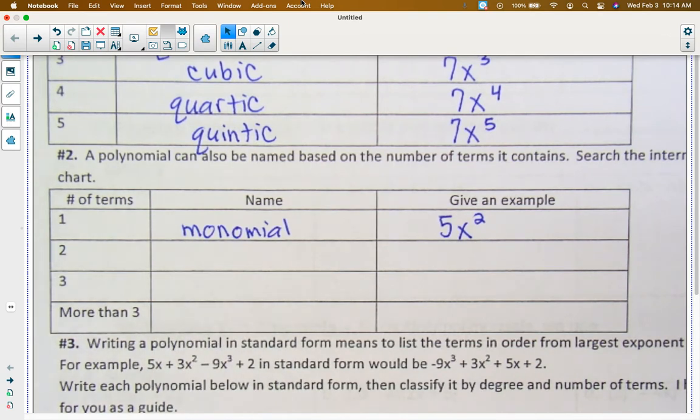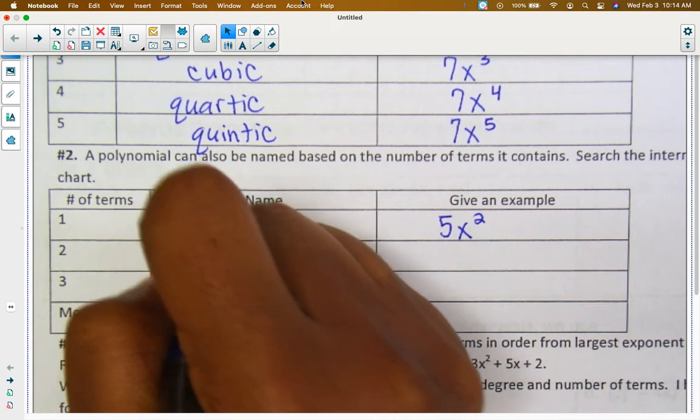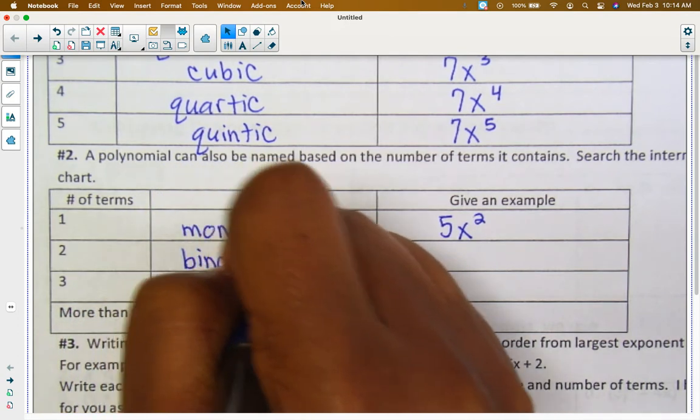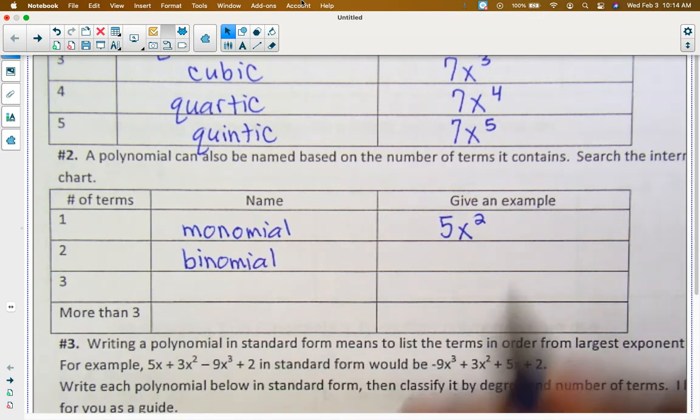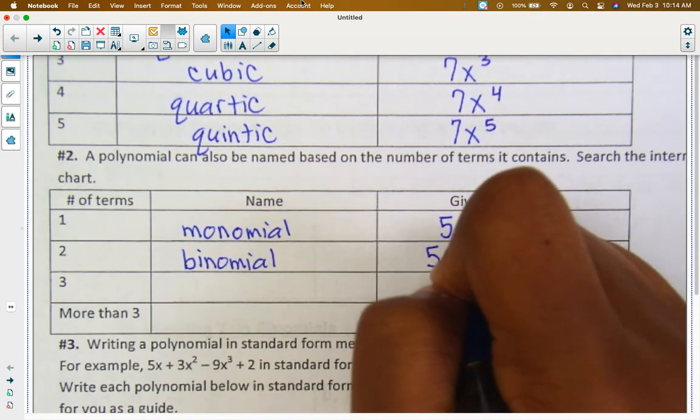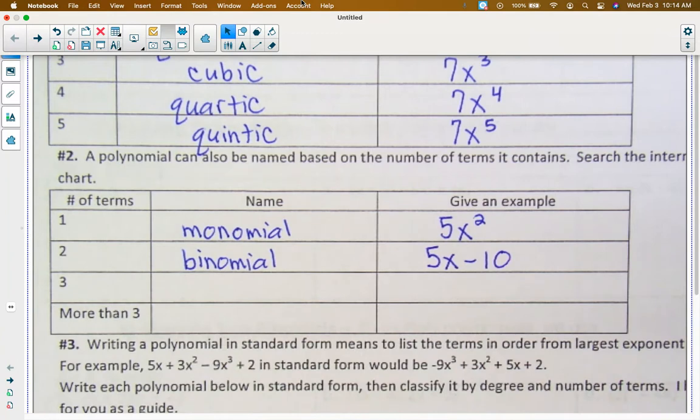If there's 2 terms, this is a binomial. So the prefix helps you out. Bi, that means 2. So an example would be 5x minus 10. So there are infinitely many examples. I'm just making up one as I go. So this has 2 terms. 1, 2.